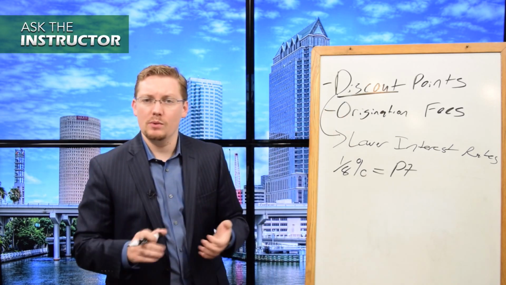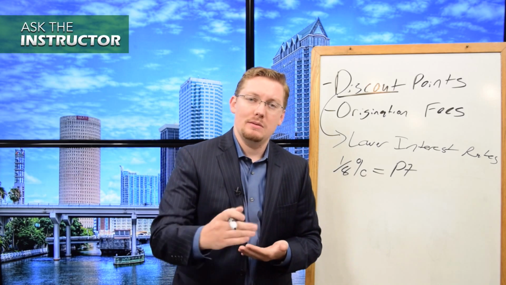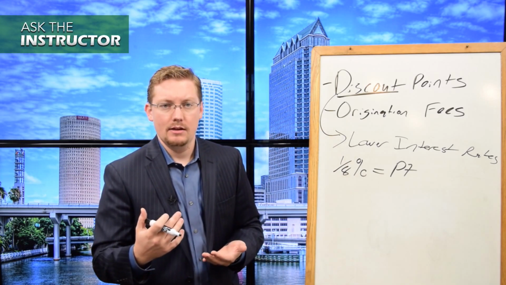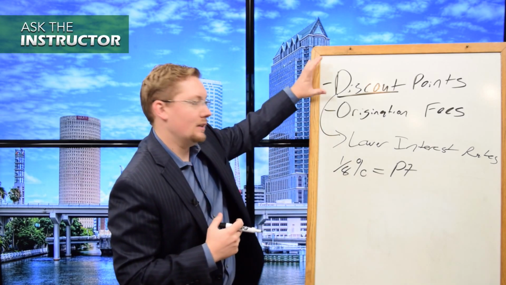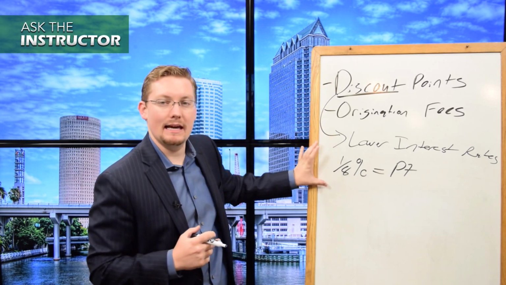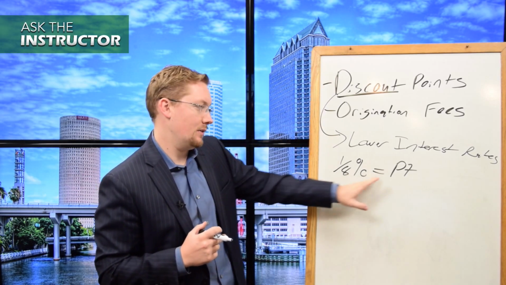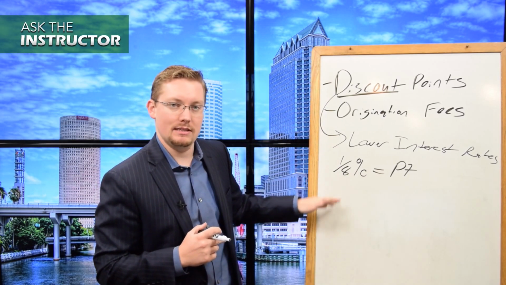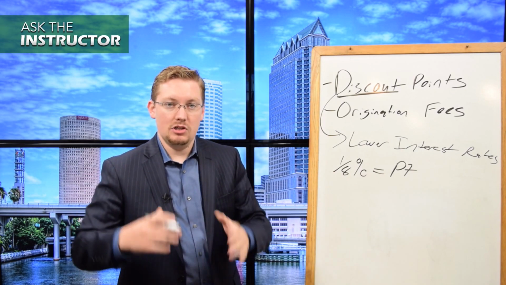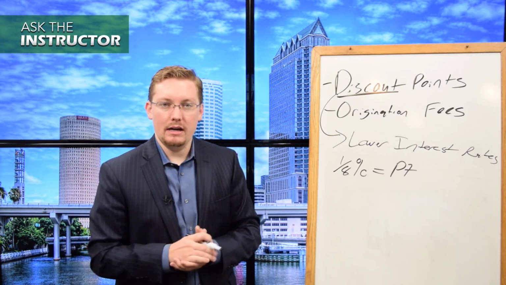Essentially what you're doing with these discount points is you're prepaying the interest up front. You're paying for the interest on the front end, so you pay less in interest on the back end. For every point that you pay, that's decreasing the lender's yield, how much interest they're getting, by about 1/8%.